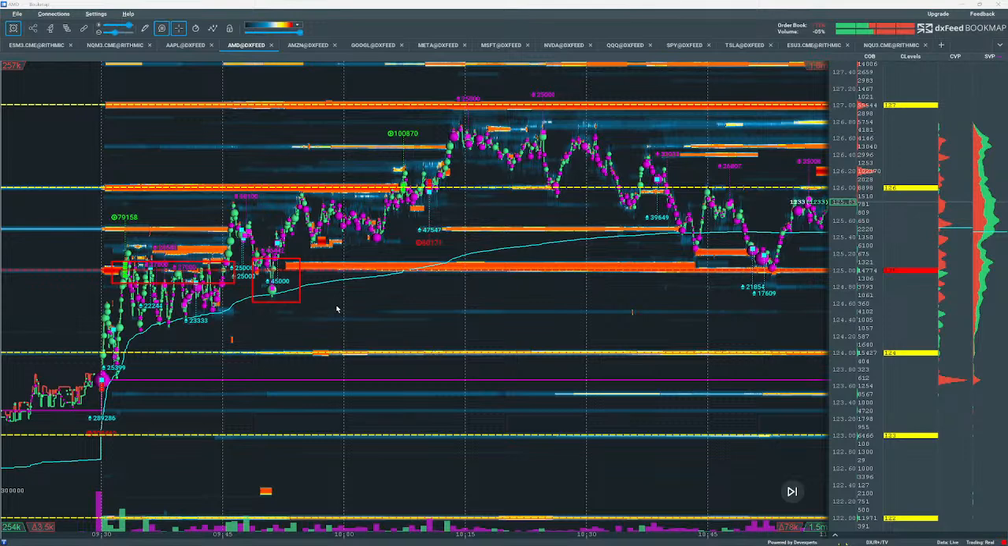So a call wall breach for AMD, and when that happens, those calls go in the money, and market makers' delta notional will increase, and they will have to buy more stock to hedge their delta exposure. And I'm sorry, their delta notional will decrease, since they're short calls. All right, so that is AMD.